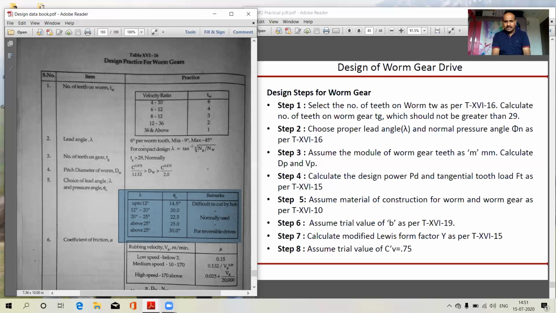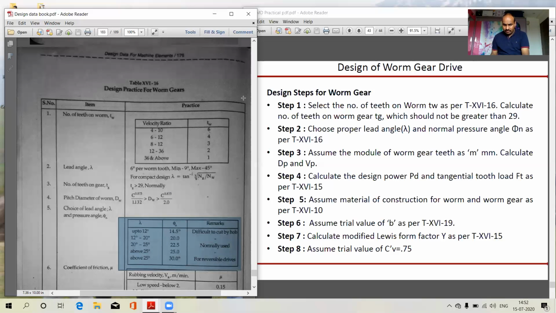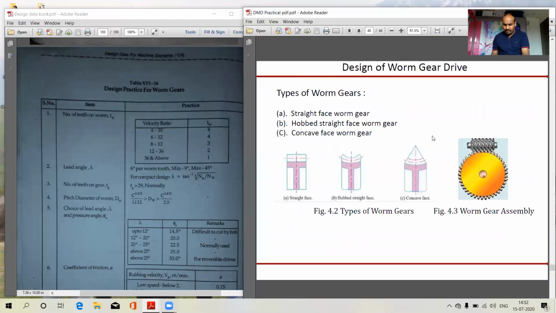Now moving forward, step number 3: assume the module of worm gear teeth as M and calculate DP and VP in the form of M. As we learned in the last gear, here one change is there. Here we know the gear is circular and the worm is cylindrical. Before that, I just want to show you the assembly drawing for this. See, in this figure, the upper portion is called the worm and the wheel is the toothed wheel, also called the gear.